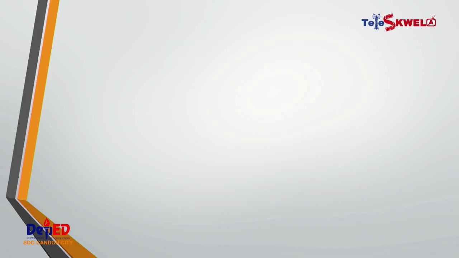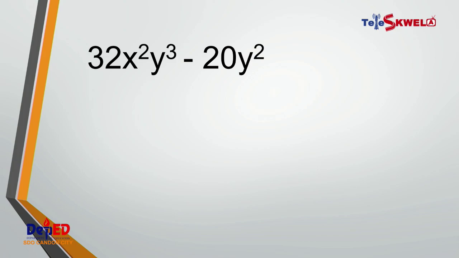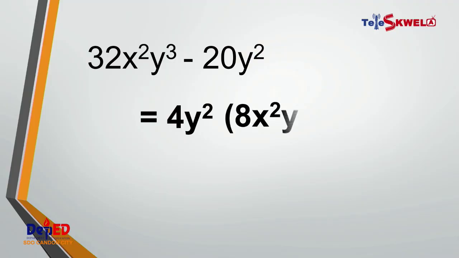To finally factor 32x squared y cubed minus 20y squared, let us now express the polynomial as the product of the two acquired factors. Thus, the factors of 32x squared y cubed minus 20y squared is 4y squared times the quantity 8x squared y minus 5.